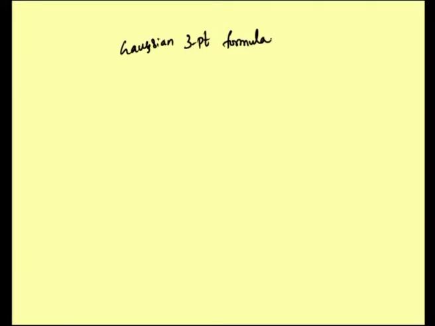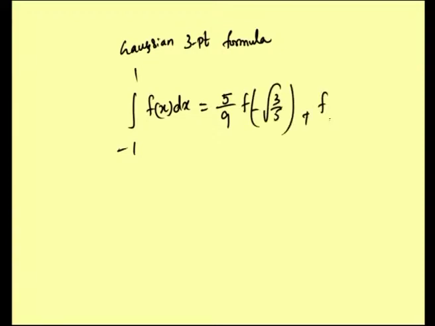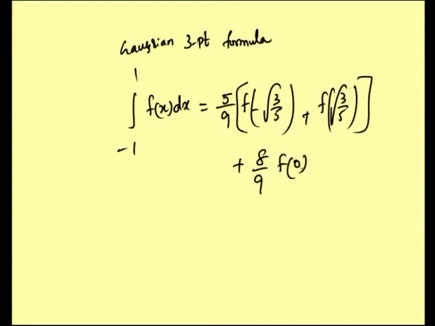The Gaussian 3-point formula is given by integral -1 to 1 f of x dx is equal to 5 by 9 times f of minus root of 3 by 5 plus f of root of 3 by 5, plus 8 by 9 into f of 0. Okay. F of minus root of 3 by 5 is calculated and f of plus root of 3 by 5 is calculated, that is added and multiplied with 5 by 9, and f of 0 is calculated and then that is multiplied with 8 by 9, and we will get the answer.